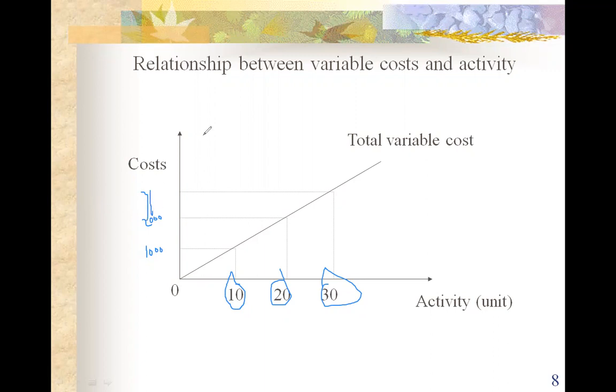Per unit basis it is fixed. See, per unit basis I said per unit is how much? 100 taka, right? But it changes with what? It changes with the level of production, and that is we call variable cost. Hopefully it is clear. Now go to the next topic.